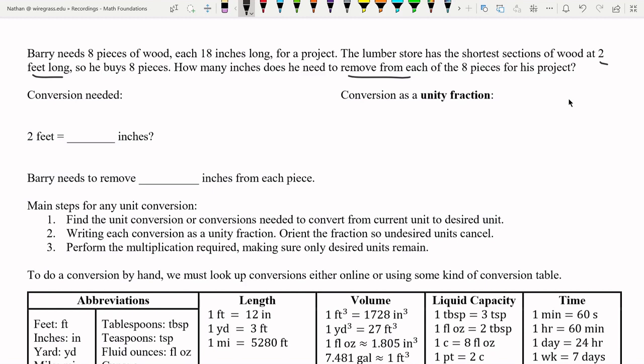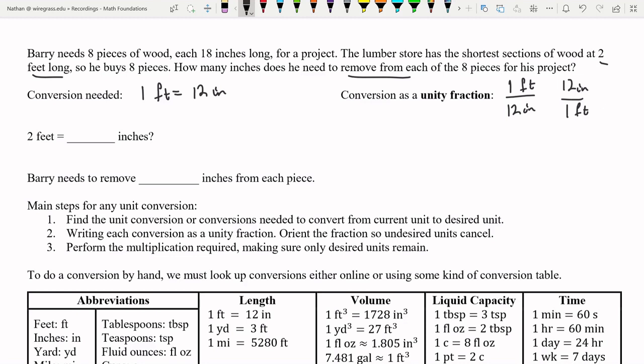So for this one, we have 2 feet long pieces that he's buying, and he needs 18 inches long for a project. In other words, the conversion we need is that 1 foot equals 12 inches. And we're going to write this conversion as a unity fraction. A unity fraction is just a fraction using this conversion. So I can either write it as 1 foot over 12 inches, or I can write it as 12 inches over 1 foot.